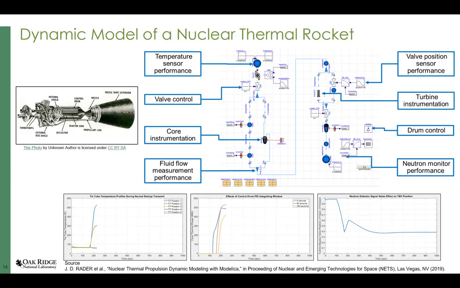Another model is that of a nuclear thermal rocket. We have created a model of the system in order to better understand how to control it during various operational modes, such as startup or shutdown. This model included turbo machinery, core models, bypasses, valves, and an instrumentation such as control rod drums, which control the power level of the reactor.